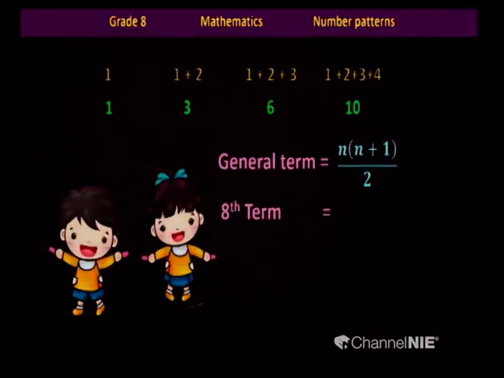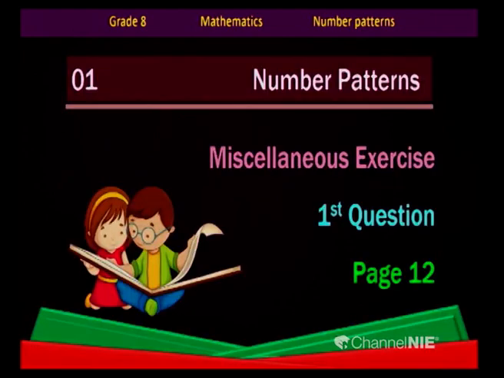Right. Now, the 8th term can be taken by n into n plus 1 divided by 2. I am going to substitute the value of n. So, here n equals 8, therefore it becomes 8 into 8 plus 1 divided by 2. When you simplify it, 8 into 8 plus 1 means 9, 8 into 9 means 72, 72 divided by 2 means 36. That means the value of the 8th term is 36.